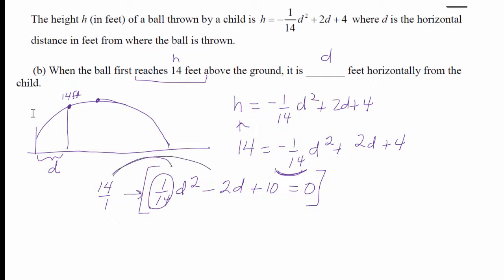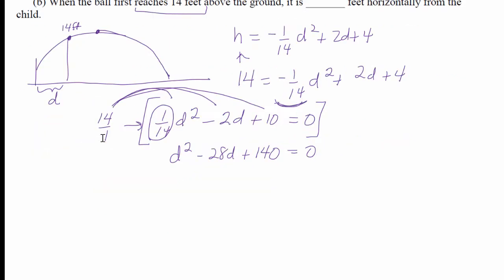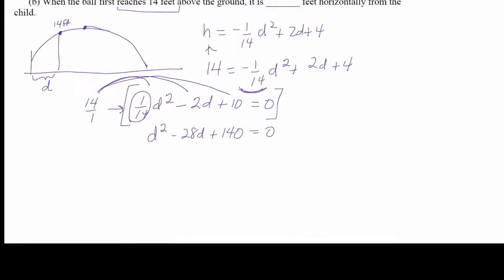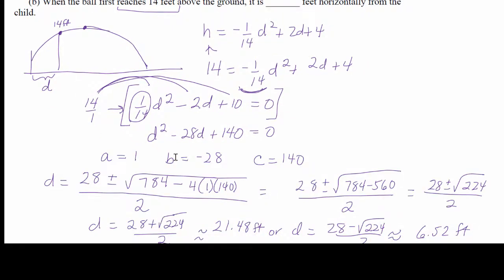So we're going to distribute this 14 everywhere, and 14 times 0 is 0 on the right. So here we have d squared minus 28d plus 140. So, kind of big numbers. What can we do here? Well, we can use the quadratic formula. Let's try that.